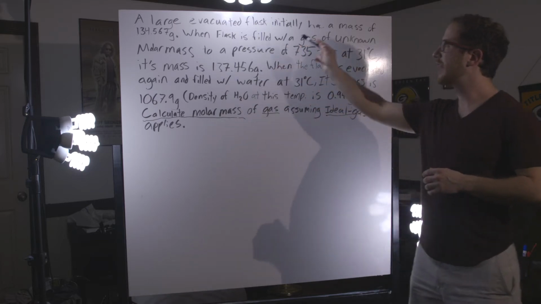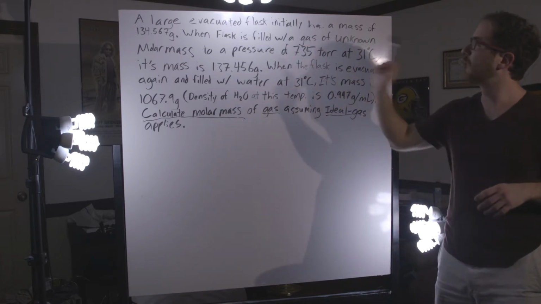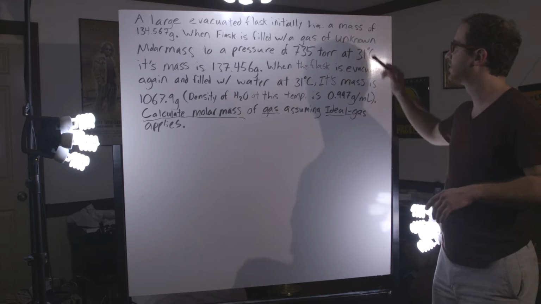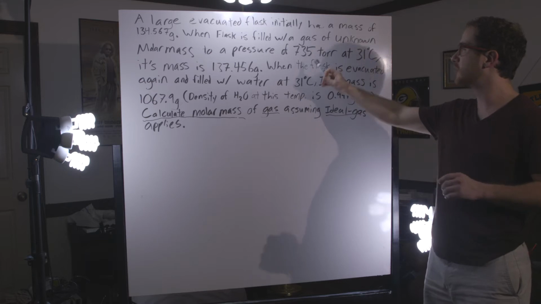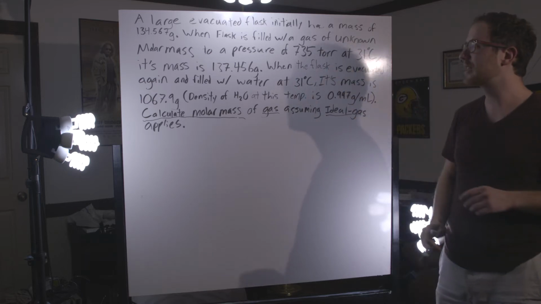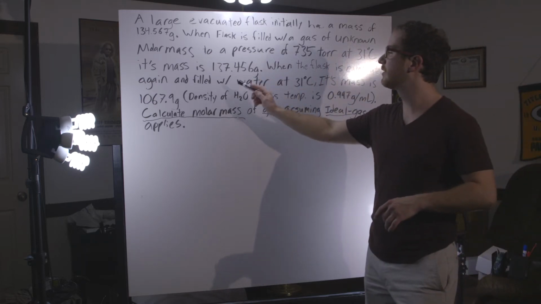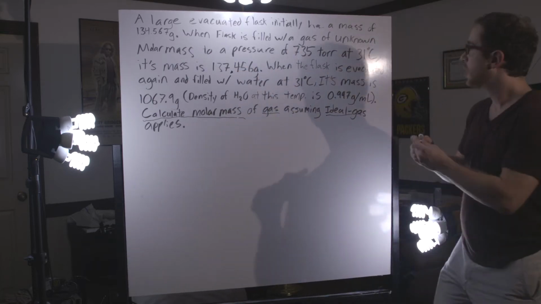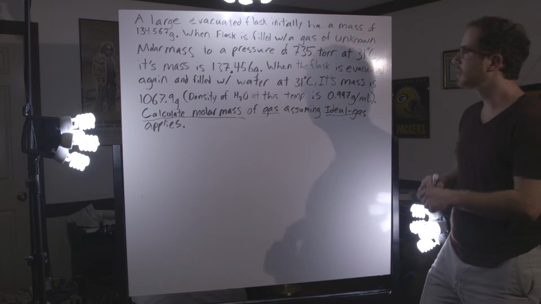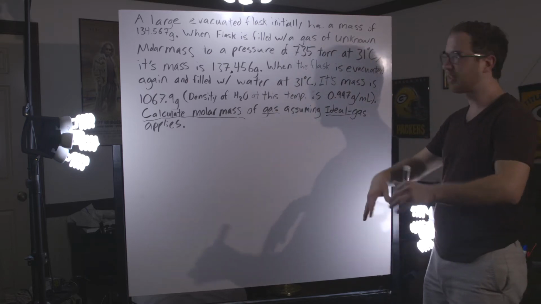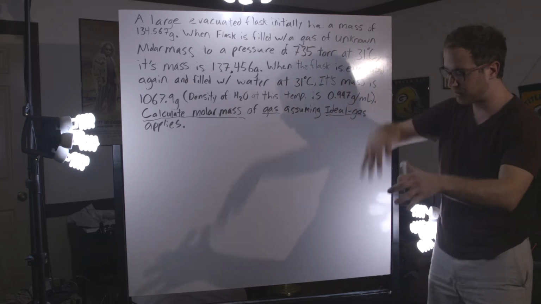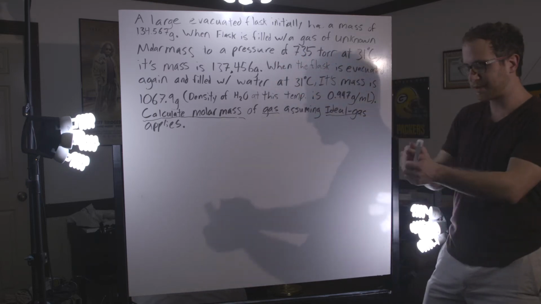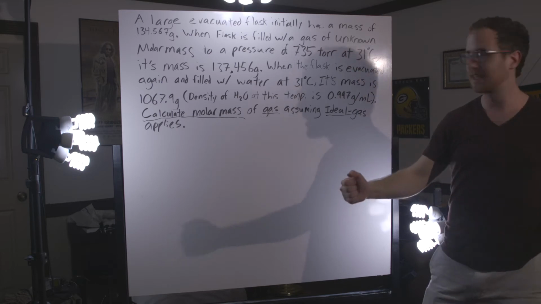It says, a large evacuated flask initially has a mass of 134.567 grams. When the flask is filled with a gas of unknown molar mass to a pressure of 735 torr, at 31 degrees Celsius, its mass is 137.456 grams. So we had an evacuated flask, we took the mass of it, we filled it with gas until it reached this pressure, and then we capped the flask, and we weighed its mass again.